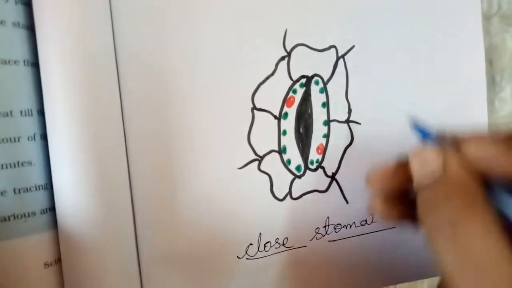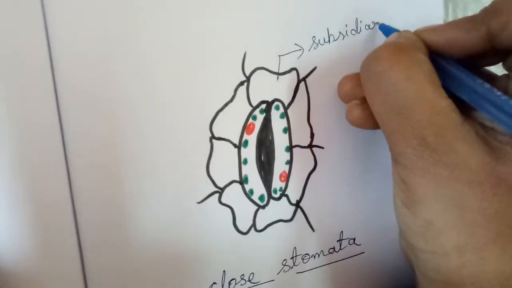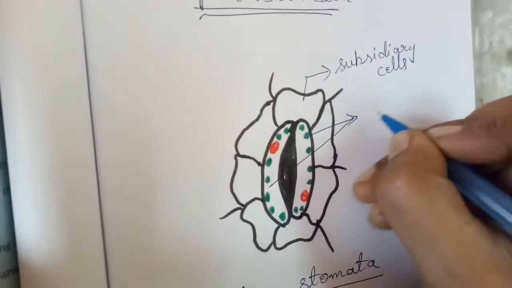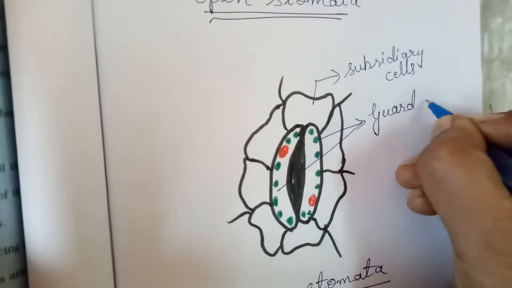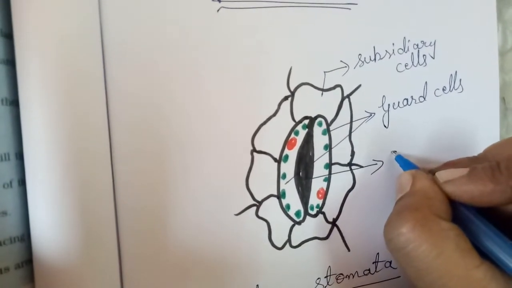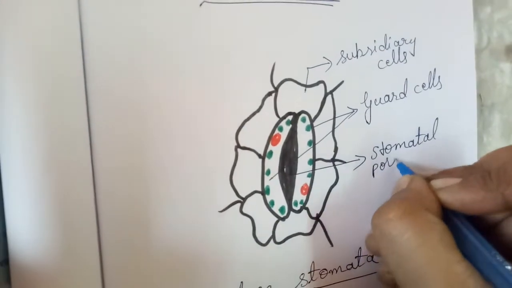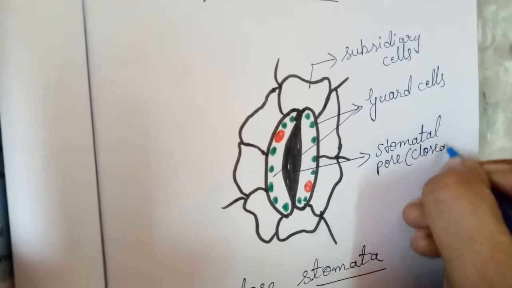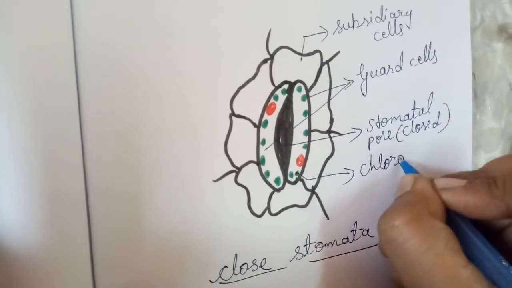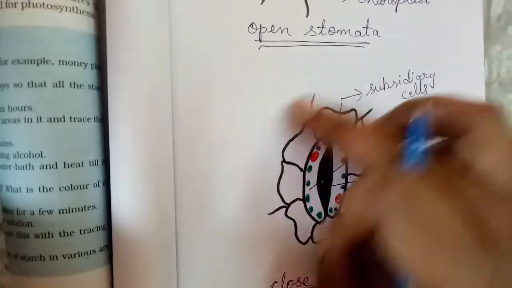Now let us label it before I explain. So what are these? The subsidiary cells, okay. Then these are the guard cells. And what is this? The stomatal pore, which is closed. Stomatal pore, which is closed, okay. And this green color is the chloroplast. Okay, now this is a figure of closed stomata.